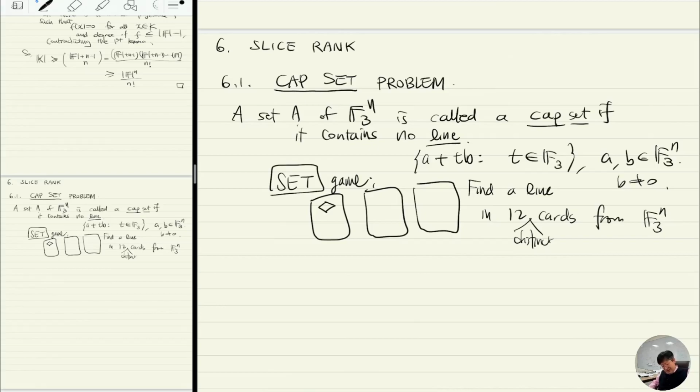And then you may wonder whether there's any configuration without a line. In that case, you cannot have a set, so usually you add more cards and continue. But at some point you must have a line. Anyway, that's the Set game, so it's related to this definition. So a capset is a configuration in a Set game without a set.